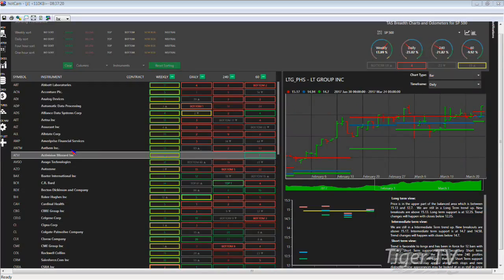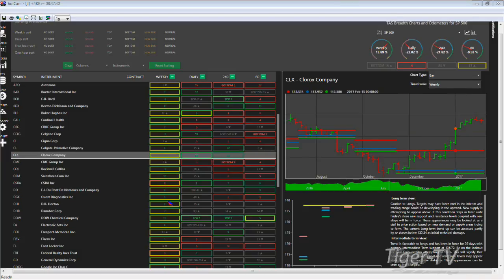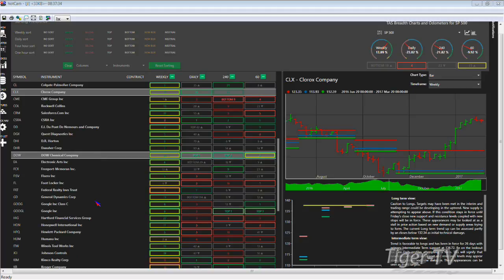If you look at a lot of these stocks, let's just pull up a couple. Let's look at Clorox here. A lot of these have had a good run, and it might be time to do some backing and filling at bare minimum.